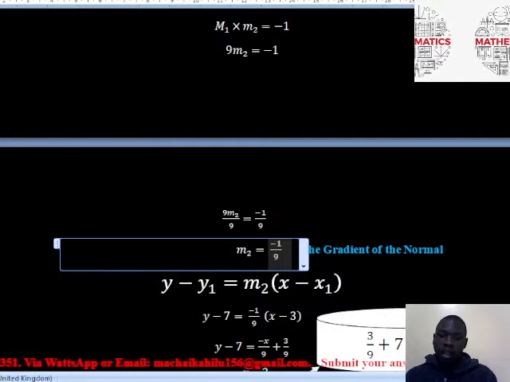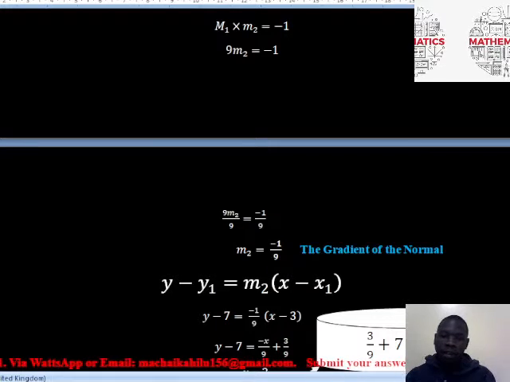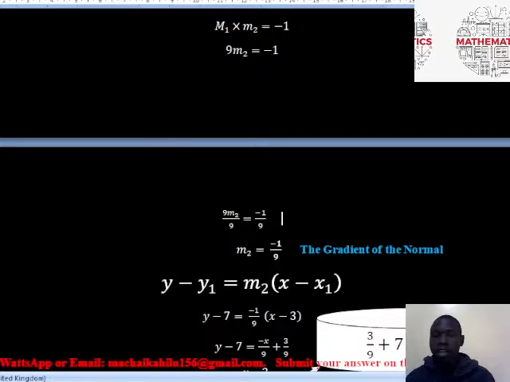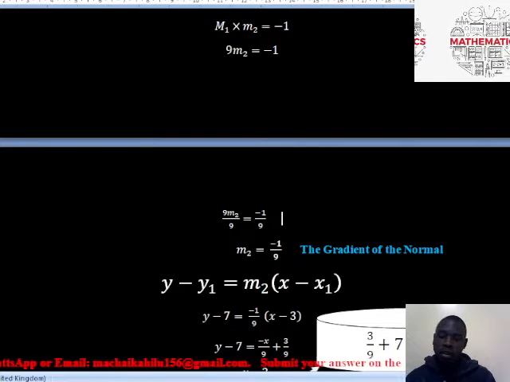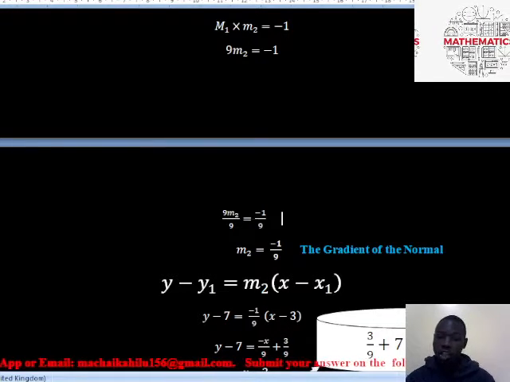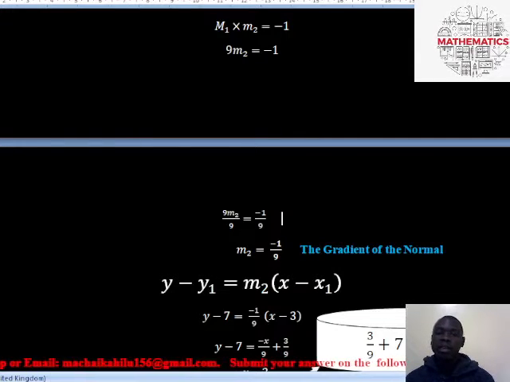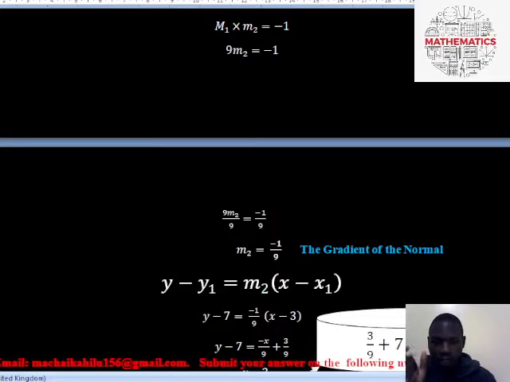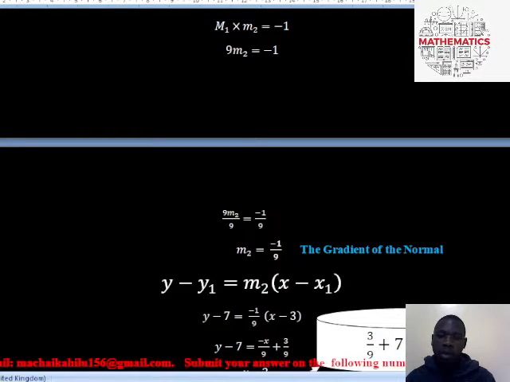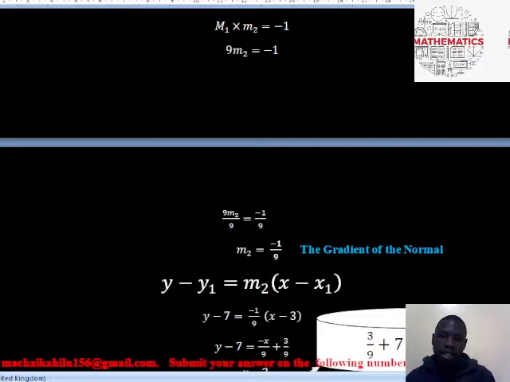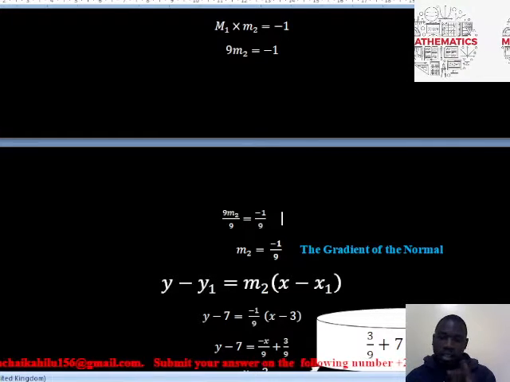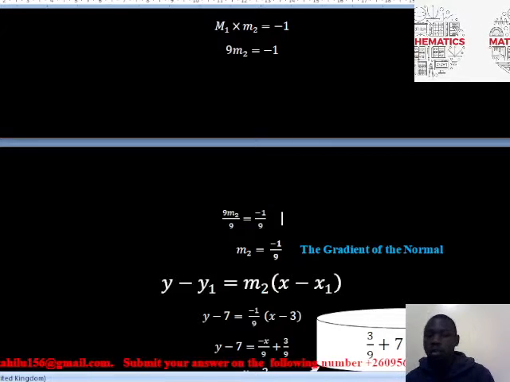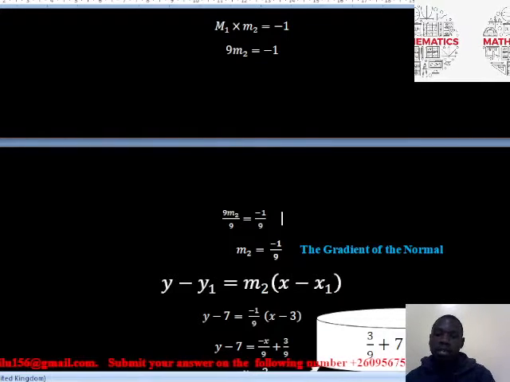So now, we have all we need to find the equation of the normal, because first of all we have the gradient of the normal, and then we have the values of x and y, those coordinates they have given us, 3, 7. So we are going to use those three elements: the value of x, the value of y, and the gradient of the normal, to find the equation of the normal.